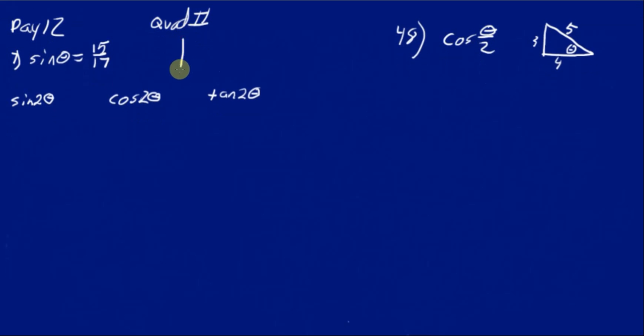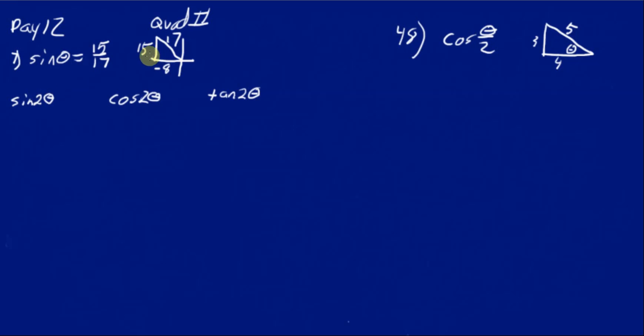So if my angle's in quadrant 2, it'll be drawn in over here. The sine is going to be the opposite over the hypotenuse, so this is 15 over here, 17 here, and by Pythagorean theorem, we're going to find this to be 8. However, you need to make it negative 8 because we're in the second quadrant.